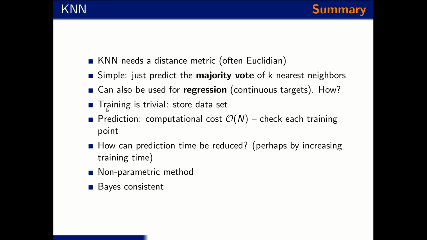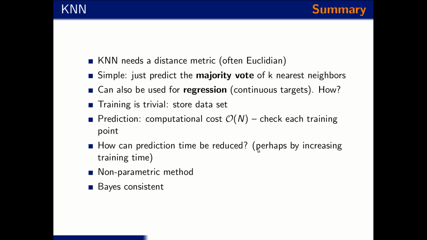The training of KNN is simple. Simply we have to store our data set. There's no real training phase, simply store away the training set. Prediction, however, has a computation cost of O(n), so we need to scan our training examples in order to find the nearest neighbors for our test points. While this doesn't look too bad, it can be pretty costly if n grows very large. And here's another question for you: how can we actually reduce this prediction time?